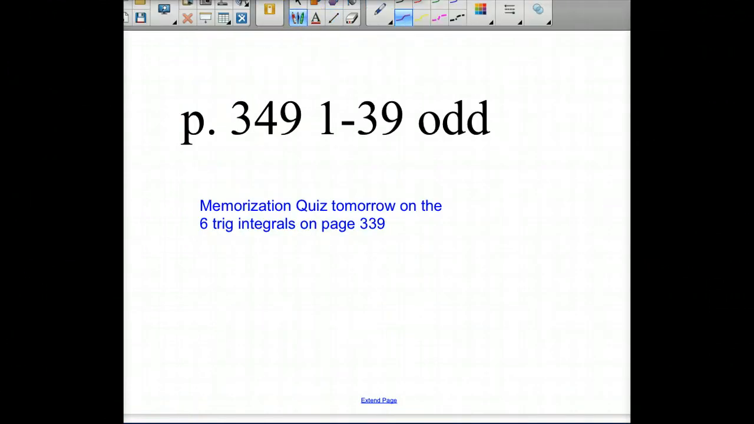Your homework is page 349, 1 through 39 odd. We'll be having a memorization quiz tomorrow on the 6 trig integrals on page 339. So make sure that you review those, memorize them. I will give you the integral, like integral of tangent x dx, and you have to write down what the answer is. And that's all from memory, no notes, no calculator. If you don't like your grade, then you can retake it as many times as you want on your own time.